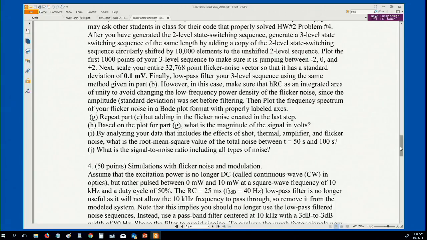And then I want you to just look at that plot or analyze it if you prefer. I want you to tell me what the magnitude of the signal is in volts. And I want you to do an analysis of the noise in it total, with all those types of noise added up. I want to know what the root mean square value for the noise is between 50 and 100 seconds. And then I want you to tell me what the signal to noise ratio is if we include all those forms of noise. All right? I think you will find flicker noise will be pretty significant in this problem, okay? But don't fear, we have a way of getting rid of it.